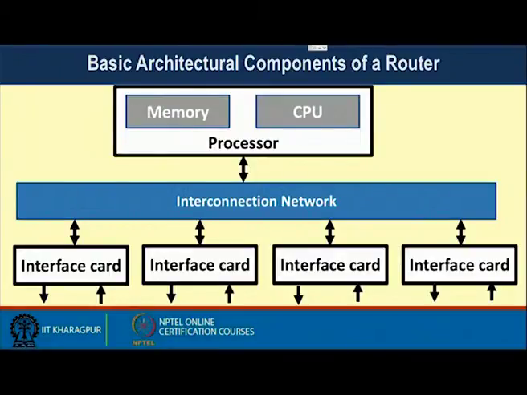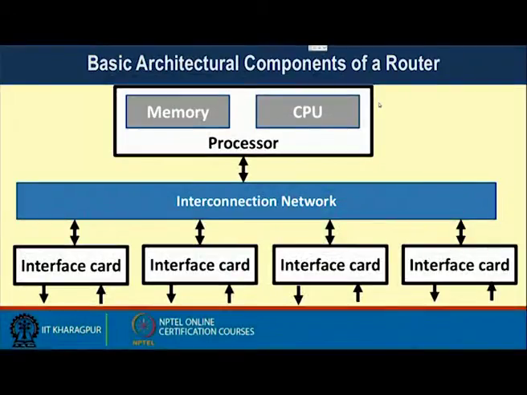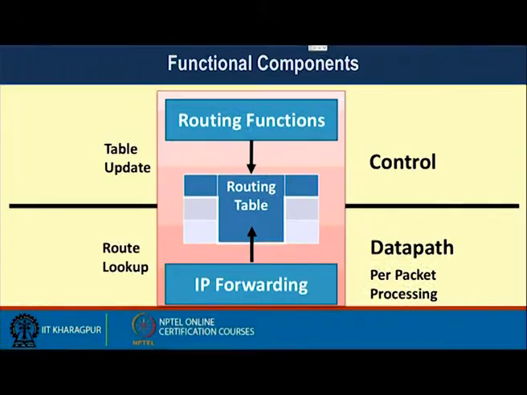Specifically, what we have seen is that in the basic architectural components of a router, we have two different components. We have the route processor at the top, and that route processor contains a memory and the CPU, and then we have an internal interconnection network bus with which the individual interface cards are connected, and those interface cards work as the input output for the routers. In that continuation, we have also seen that this entire router architecture is actually divided into two parts, the control part and the data path part.